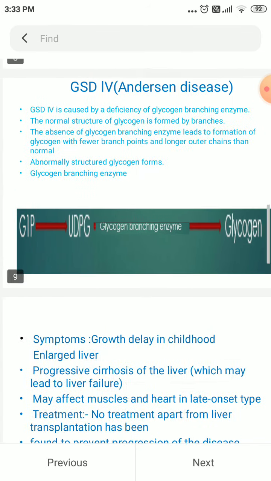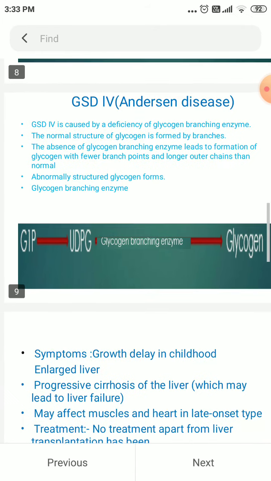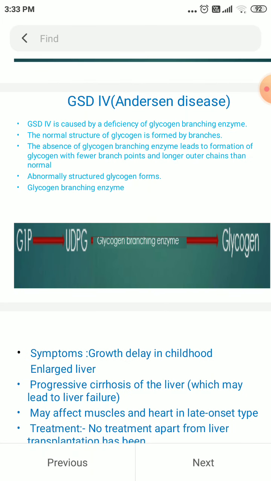glycogen storage disease 4, that is Anderson's disease, right? So what is going to happen here? Glycogen storage disease 4 is mainly caused by the deficiency of the enzyme glycogen branching enzyme. We have come across this glycogen branching enzyme in the synthesis of glycogen.